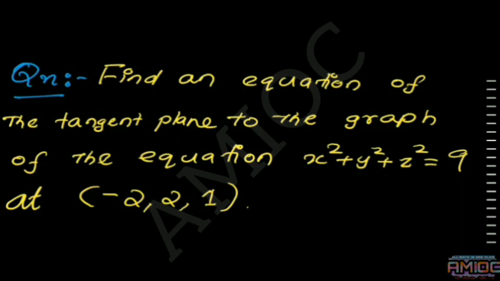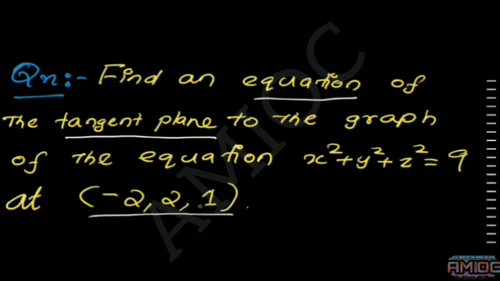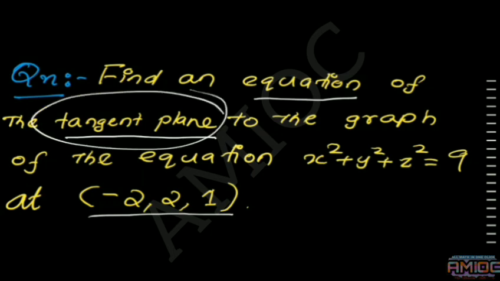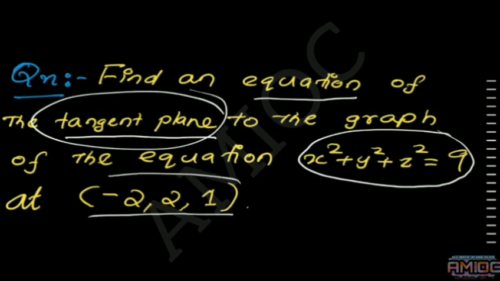In this video, we are going to discuss a question: find an equation of the tangent plane to the graph of the equation x squared plus y squared plus z squared equal to 9 at the point (-2, 2, 1). That is, we have to find the equation of the tangent plane to the graph of the equation x squared plus y squared plus z squared equal to 9 at the point (-2, 2, 1).